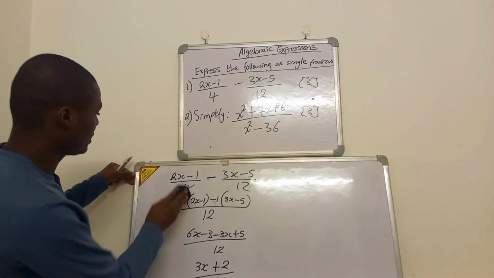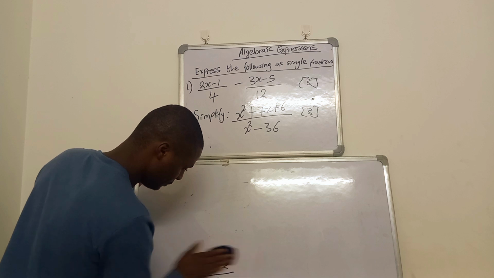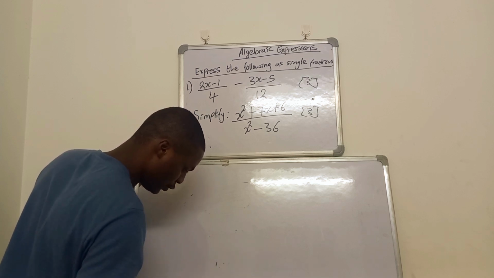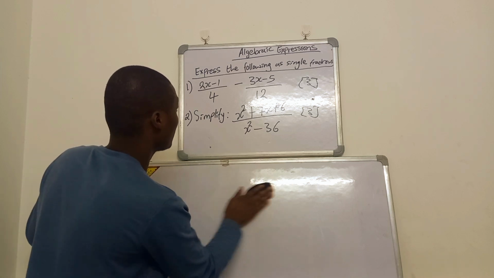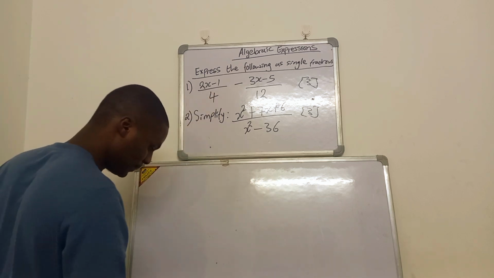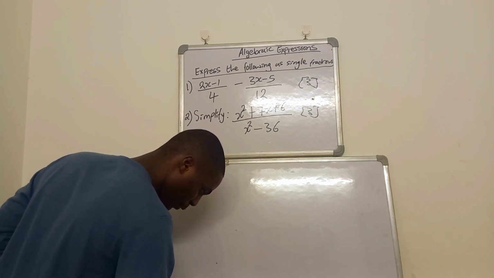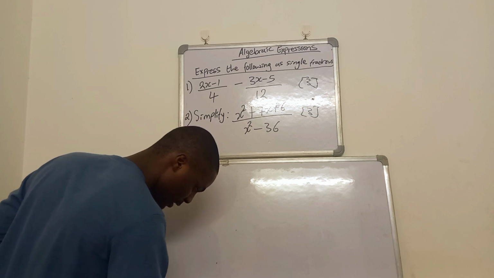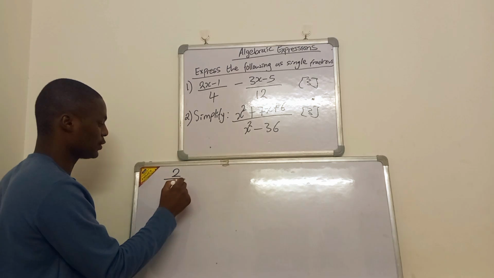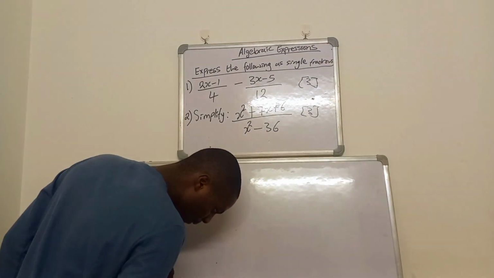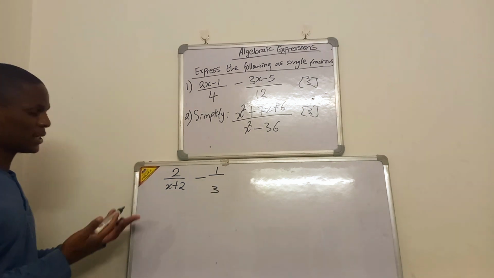Okay, now let's look at number 2. But before that, we can just find another question which is similar to this one. Let's take one question which might involve x in the denominators. For example, we have 2 over x plus 2 minus 1 over 3. So what are we going to do here?